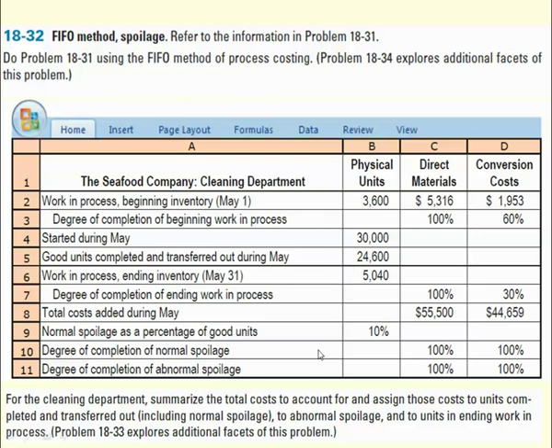Same given. For the cleaning department, summarize total costs to account for and assign those costs to units completed and transferred out, to normal spoilage, abnormal spoilage, and units in ending work in process.